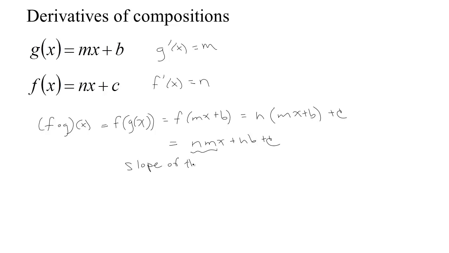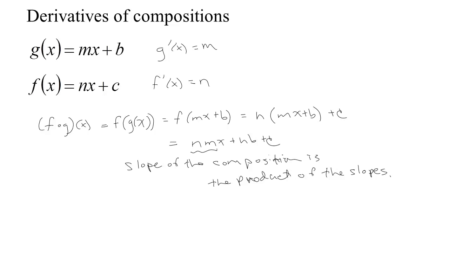The slope of the composition, or the rate of change, or the derivative of the composition, is the product of the slopes. Now we can see that's certainly true for any two linear functions. It's just that when we compose them we got the product of the slopes.